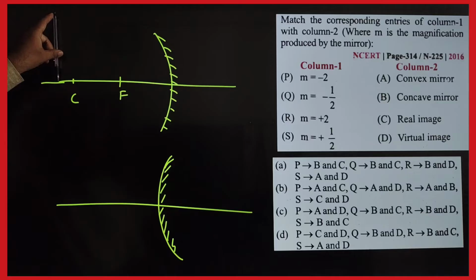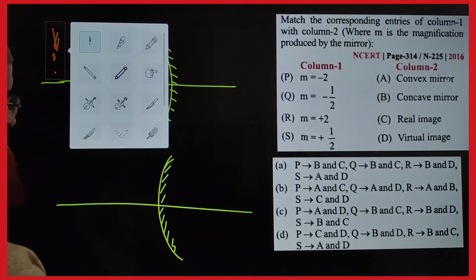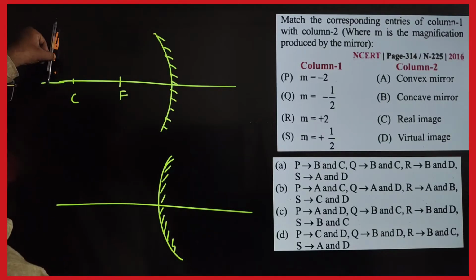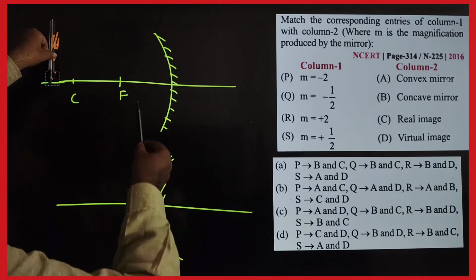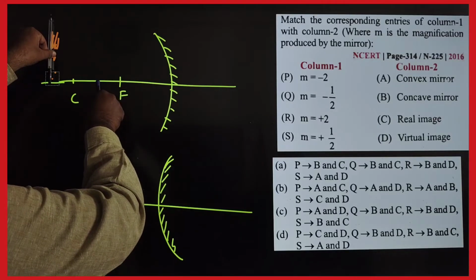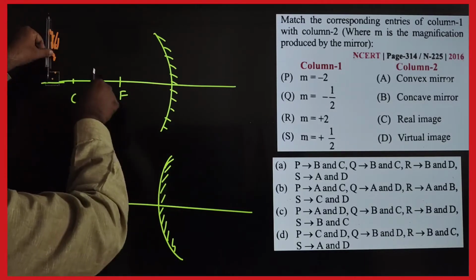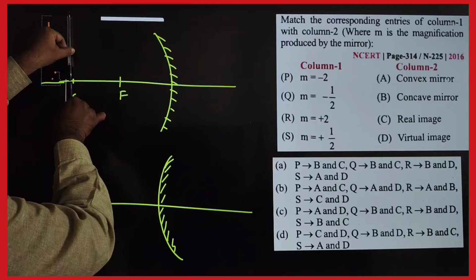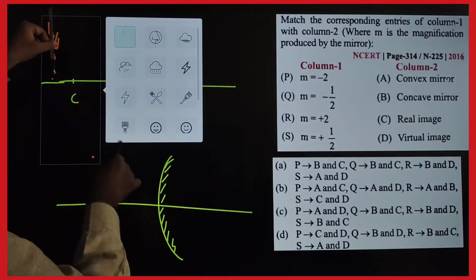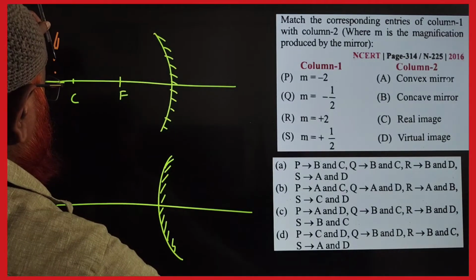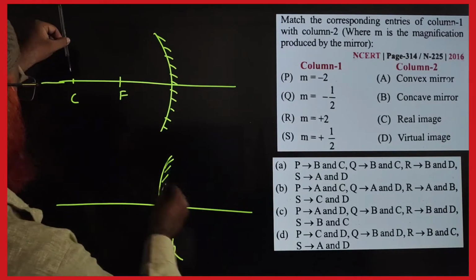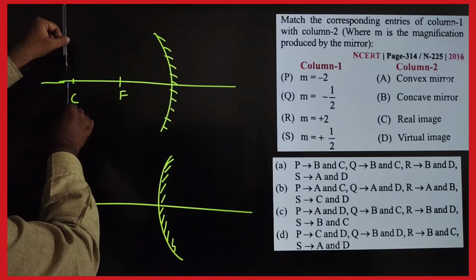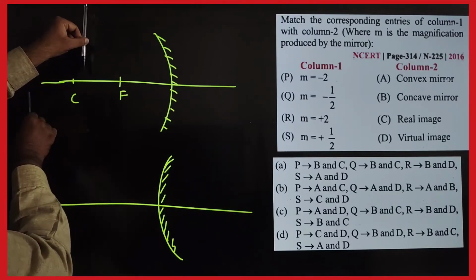अभी देखो, ऑब्जेक्ट इज बियॉन्ड C. Object is beyond C. Is it okay? So where will be the image? Between F and C. When object is beyond C, image is between F and C. When object is at C, image is also at C. ठीक है? When object is between F and C, image is beyond C.